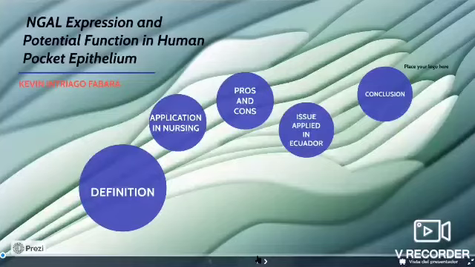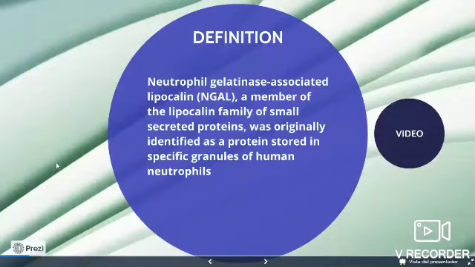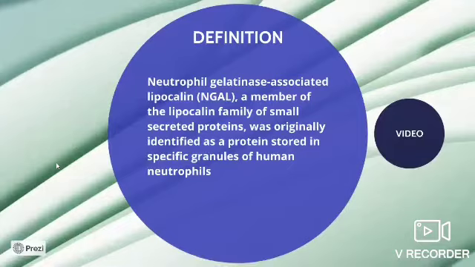My topic is NGAL, expression and potential fusion in human pocket epithelium. Definition. Neutrophil gelatinase-associated lipocalin, a member of the lipocalin family of small secreted proteins, was originally identified as a protein stored in specific granules of human neutrophils.